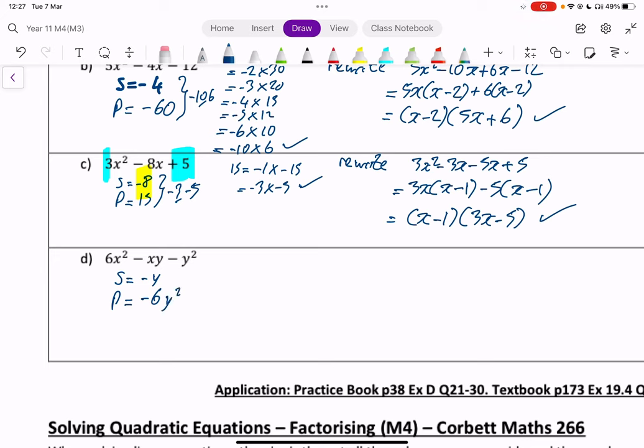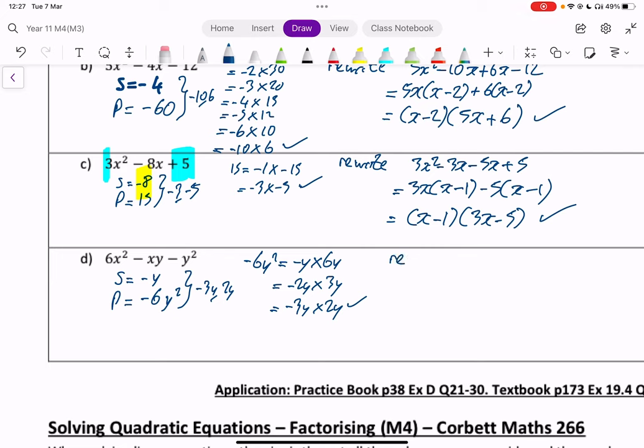So you've got to go through all the ways of getting minus 6y squared. So minus 6y squared equals, I could have minus y times 6y. That would work. I could have minus 2y times 3y. I could have then minus 3y times 2y, and if you add those two, you will get minus y. So that's what we're looking for. So we're splitting this up as minus 3y and 2y.